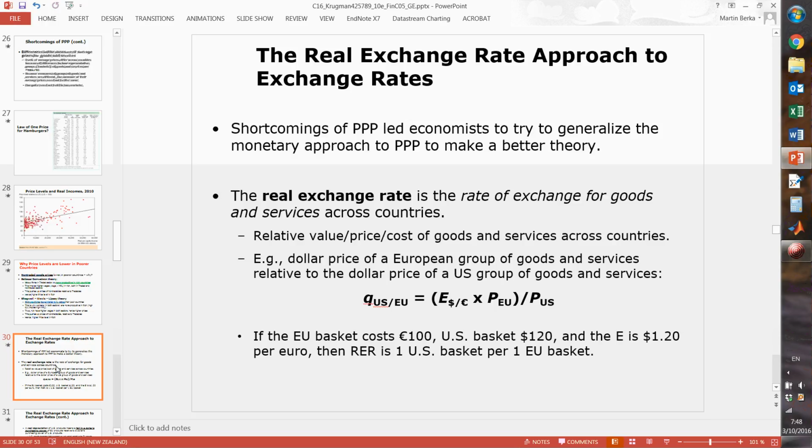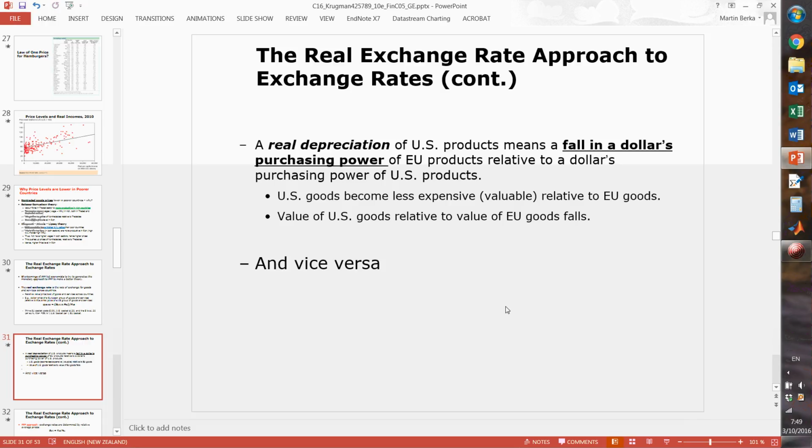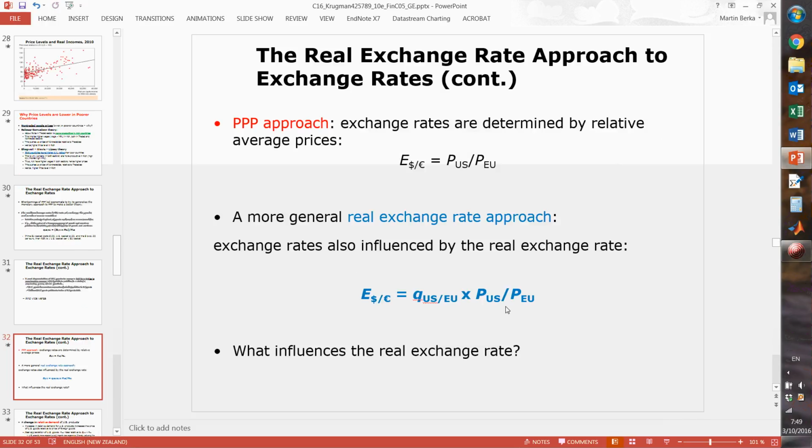Okay, now the last part here is about the real exchange rate approach to nominal exchange rates. It sounds like I'm just saying the same thing twice, but actually not. A real exchange rate is defined by this equation here, a pretty straightforward equation. Q, for real exchange rate, is nominal times the ratio of prices. We think about this as the price of a basket of goods and services. And real depreciation and real appreciation are simply saying what is happening to the purchasing power in one country relative to another country.